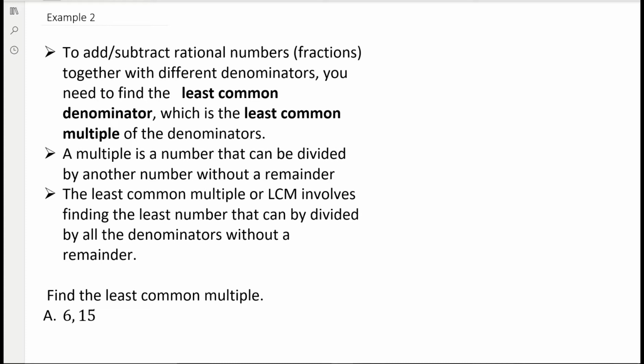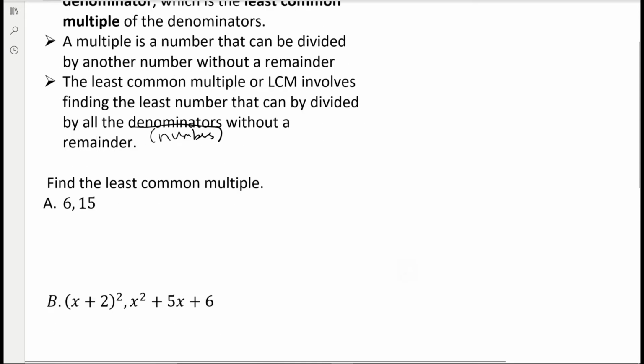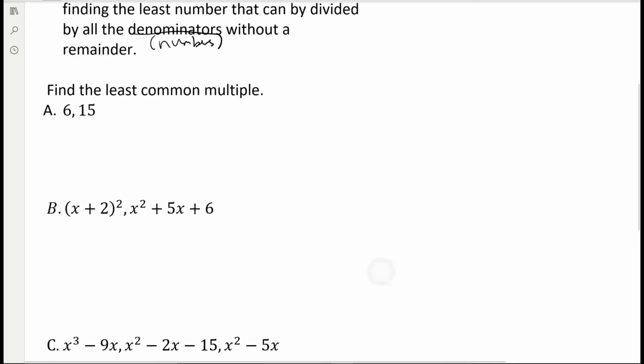So what is a multiple? A multiple is a number that can be divided by another number without having a remainder. So the least common multiple, or the LCM, involves finding the least number that can be divided by all the denominators without a remainder. Or in this case, not just denominators, but all the numbers that you're looking at. So in this case, we need to find the least common multiple.